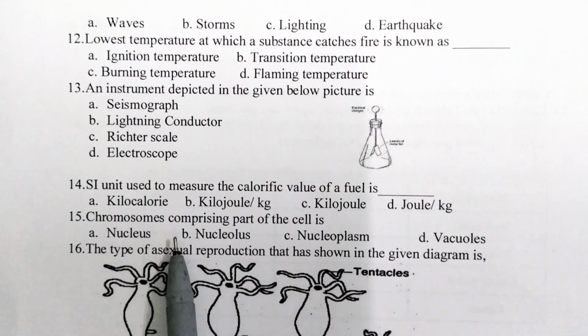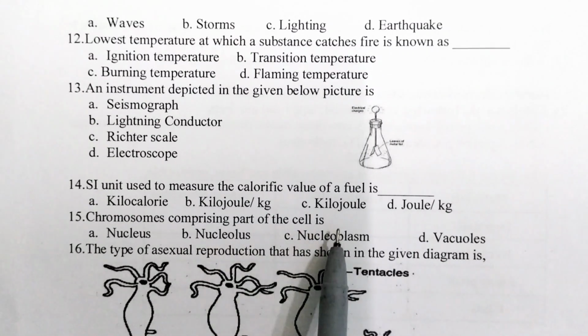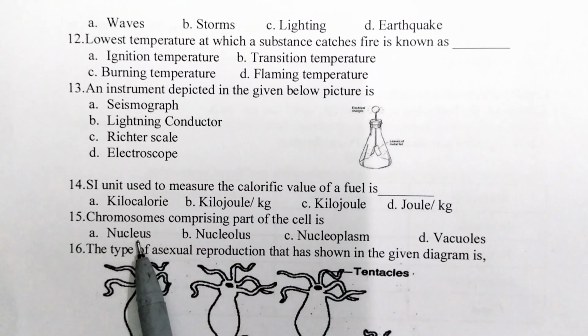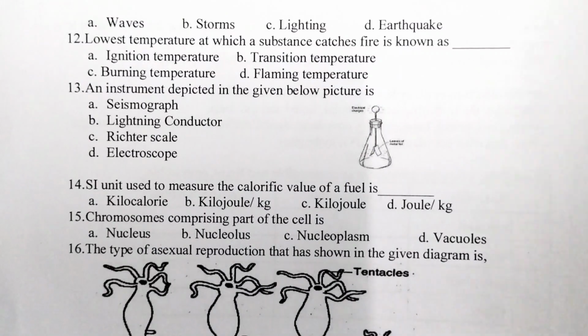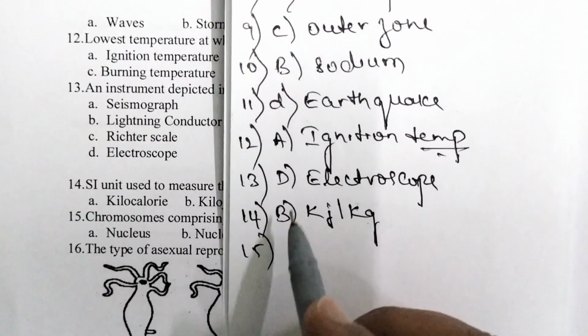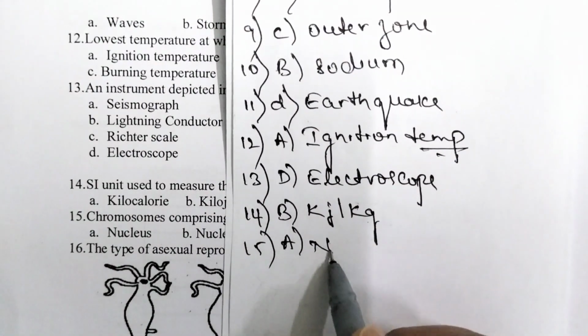Next, coming to the 15th question. The chromosomes comprise part of which cell component? Chromosomes are present in the nucleus. So for the 15th question, option A, nucleus.